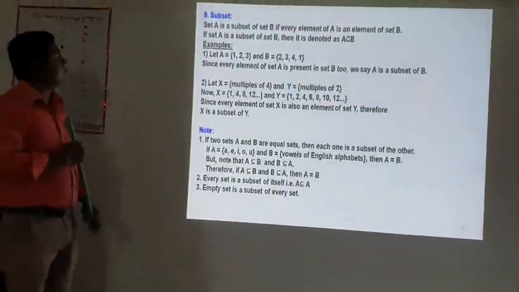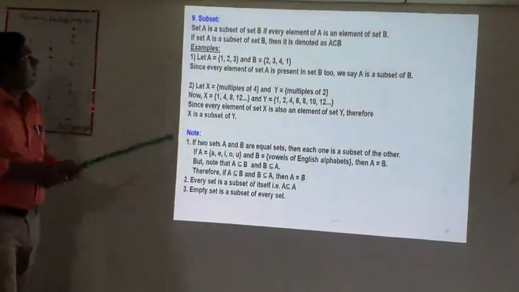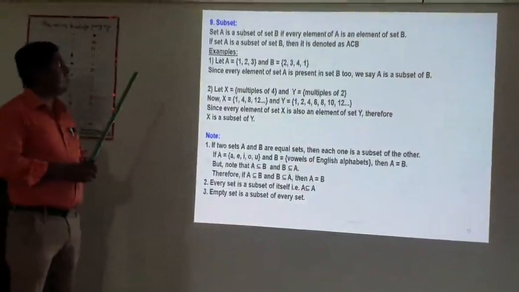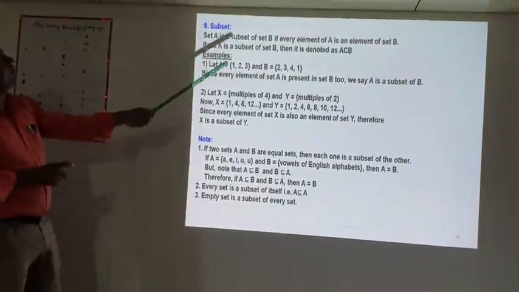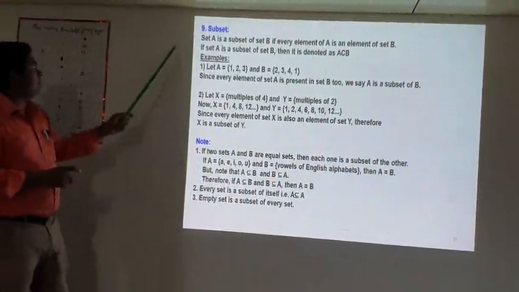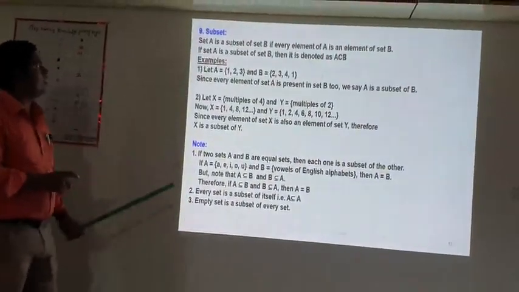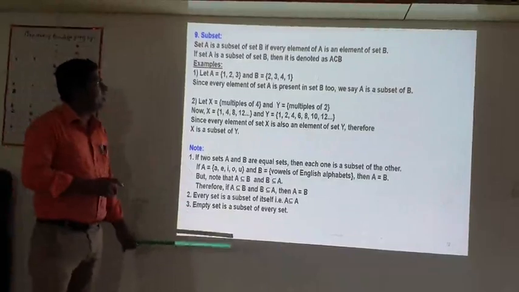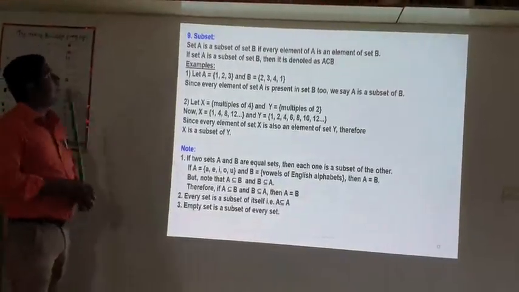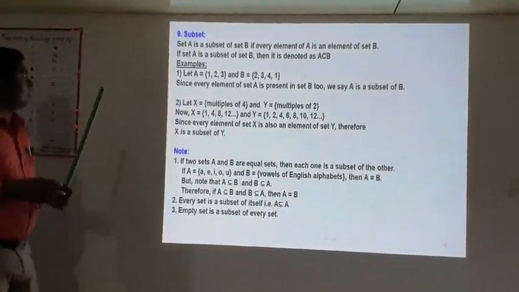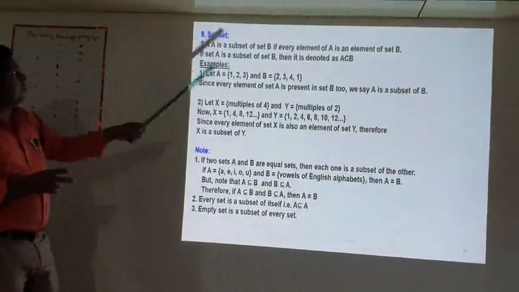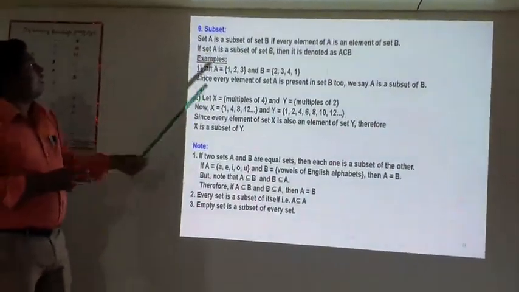Now we discuss subsets. Subset means set A is a subset of B if every element of A is an element of set B. If set A is a subset of B, then it is denoted as A ⊆ B. It means if set A is a subset of B, then every element of set A is an element of set B.